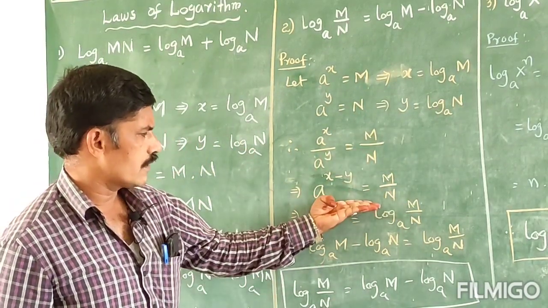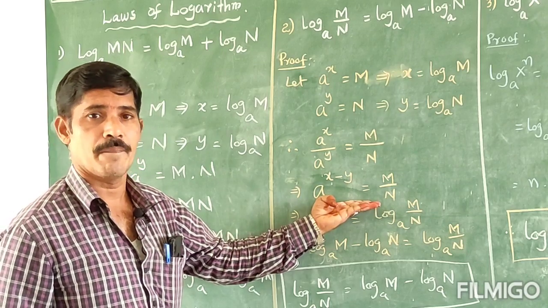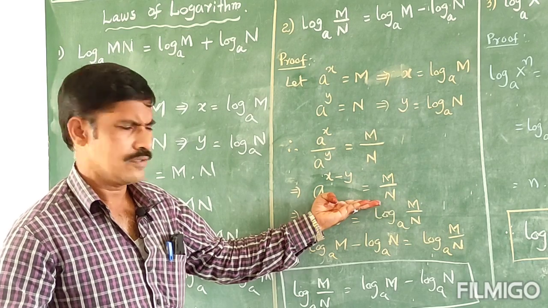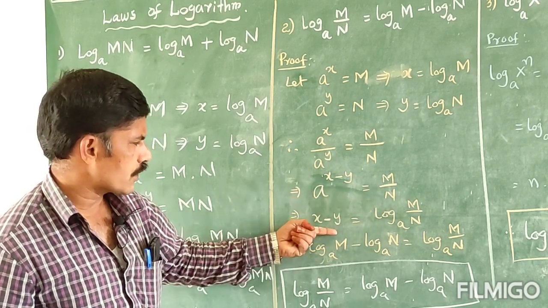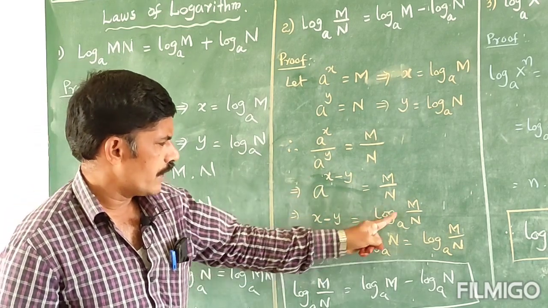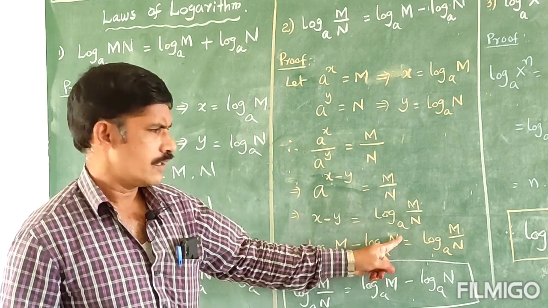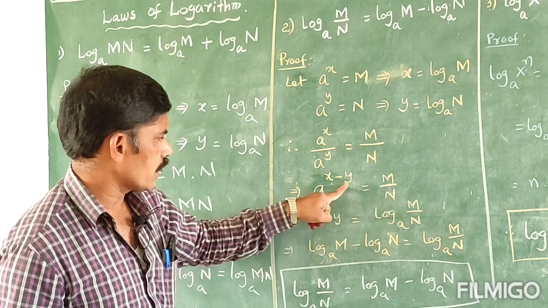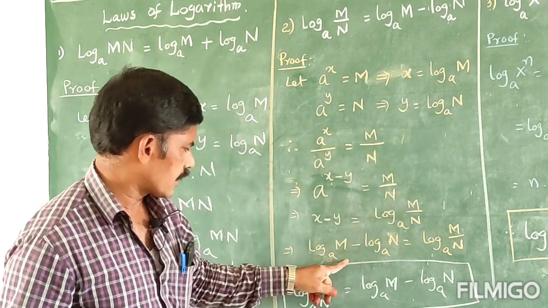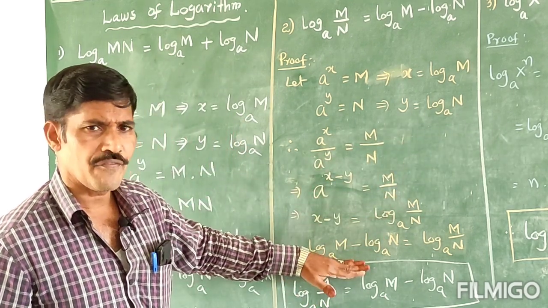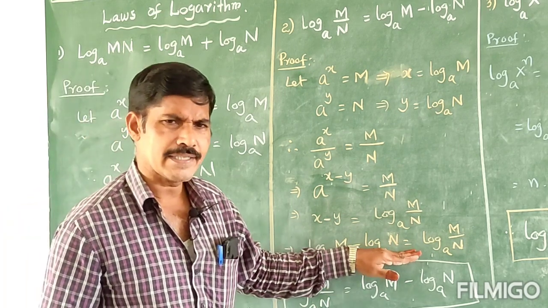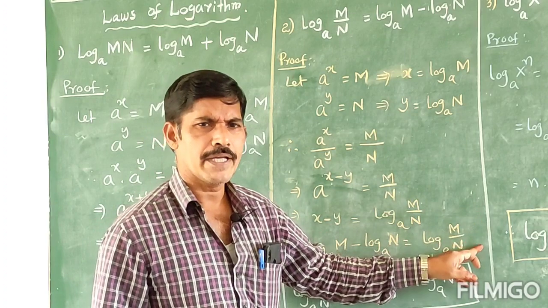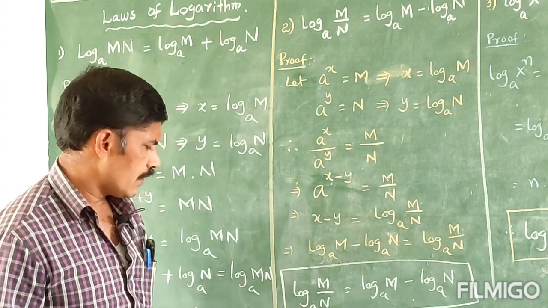Now observe this. This is in the exponential form. So convert it to logarithm. It is easy. x minus y is equal to logarithm of m by n to the base a. What is x? This one. Write it. What is y? This one. Write it. So we got logarithm of m to the base a minus logarithm of n to the base a is equal to logarithm of m by n to the base a. This is the second law.